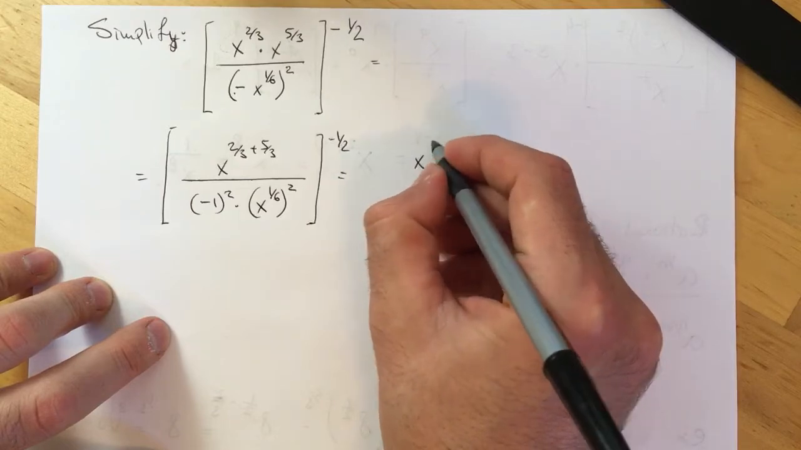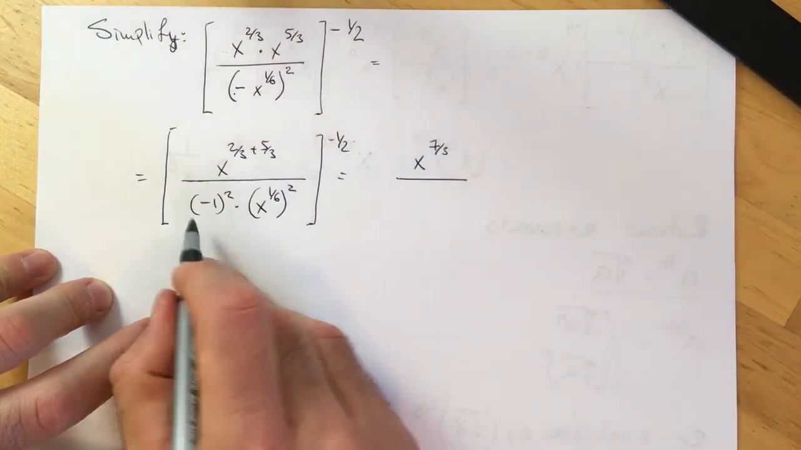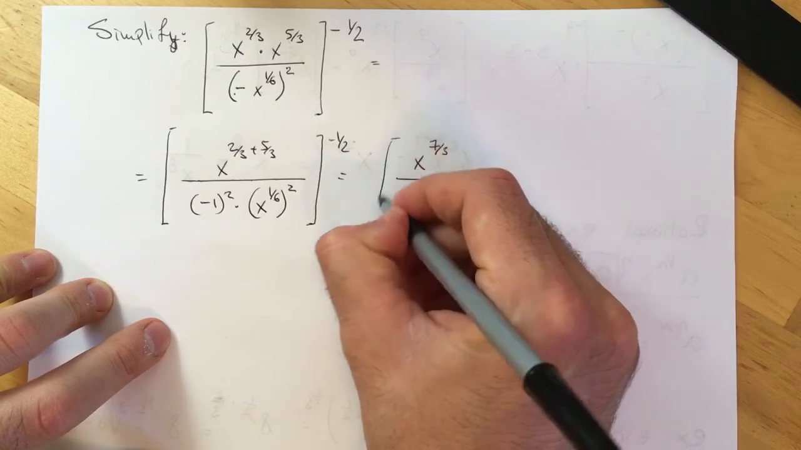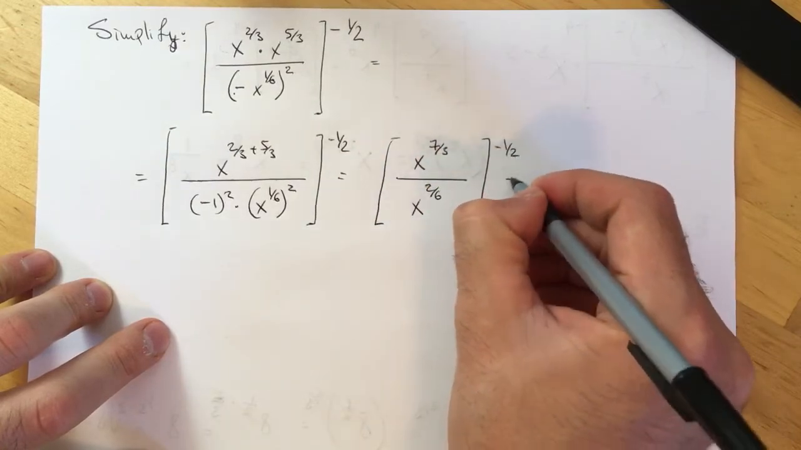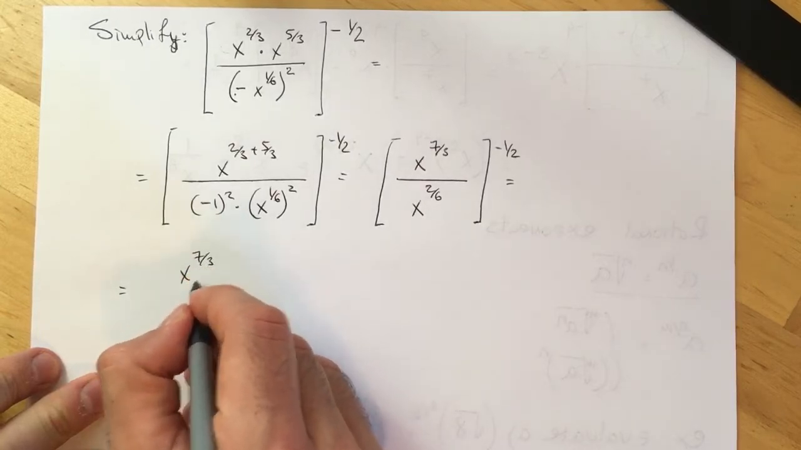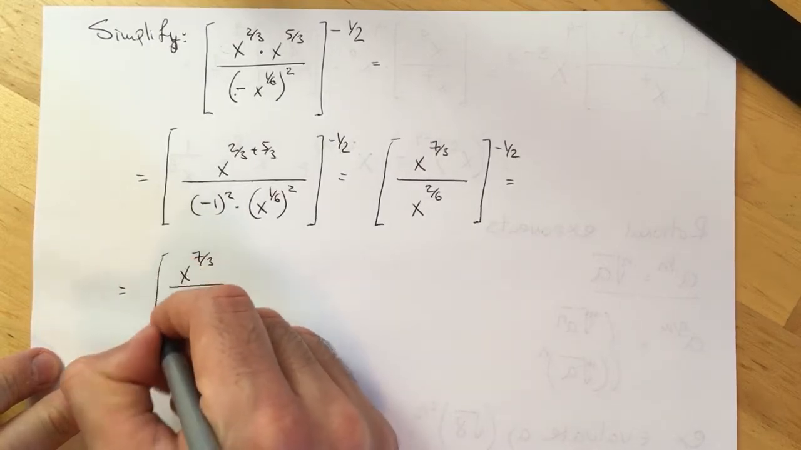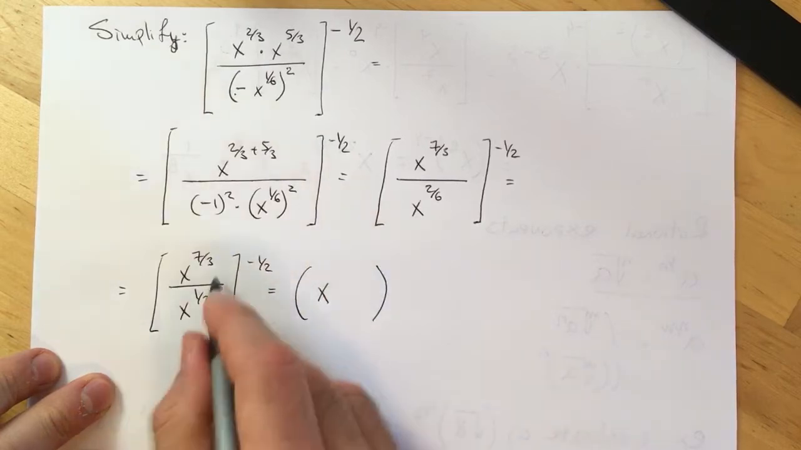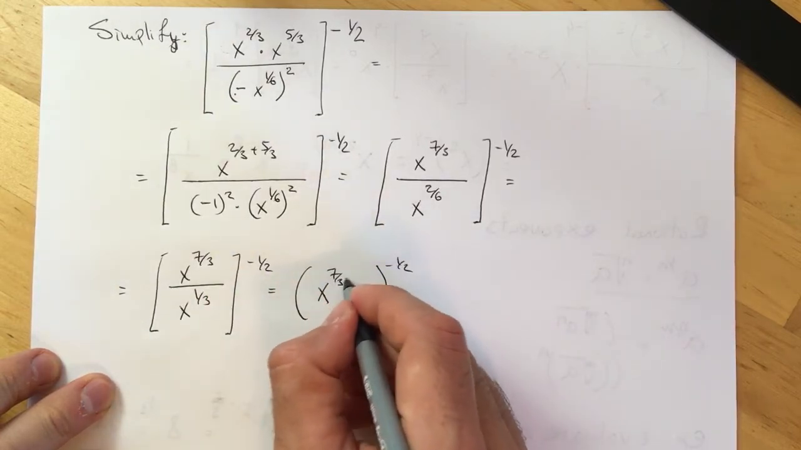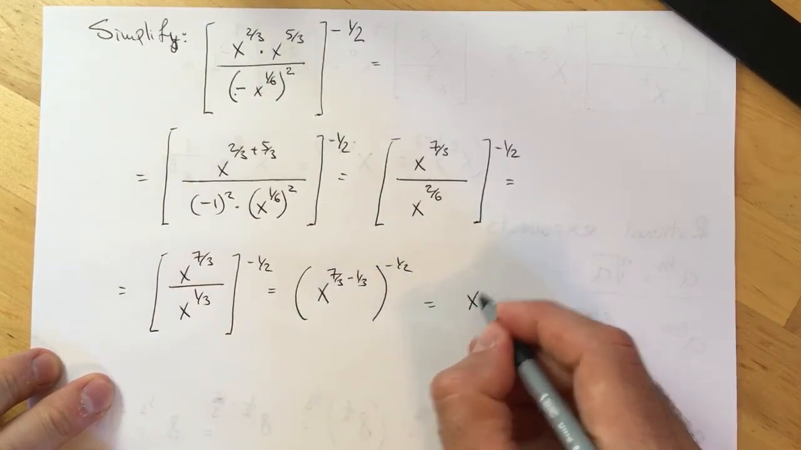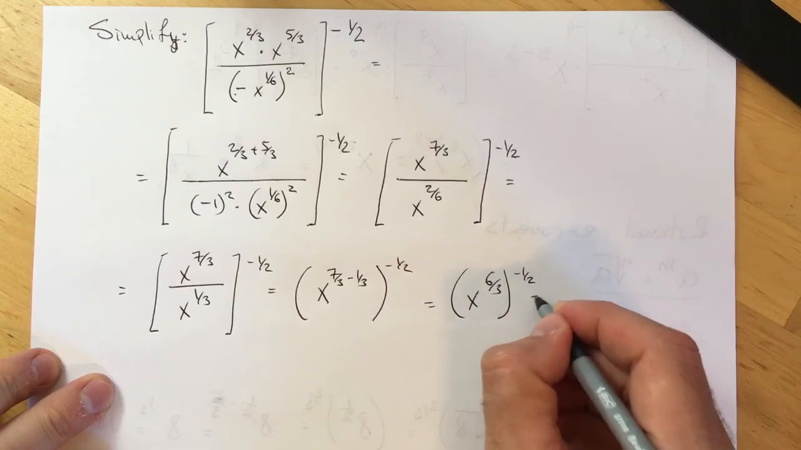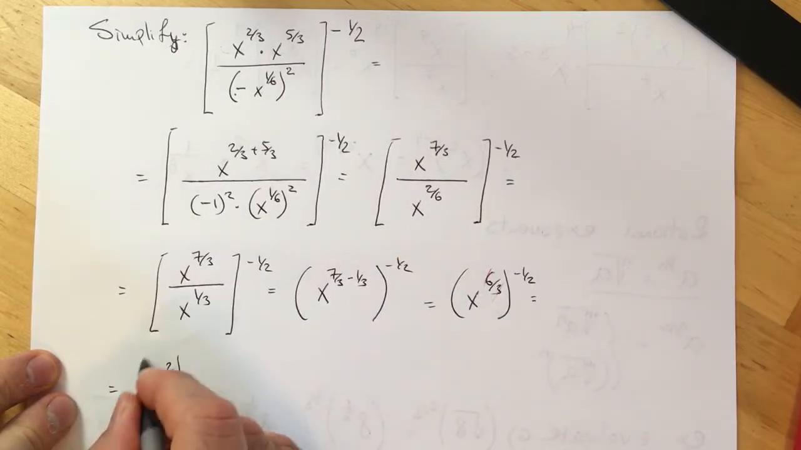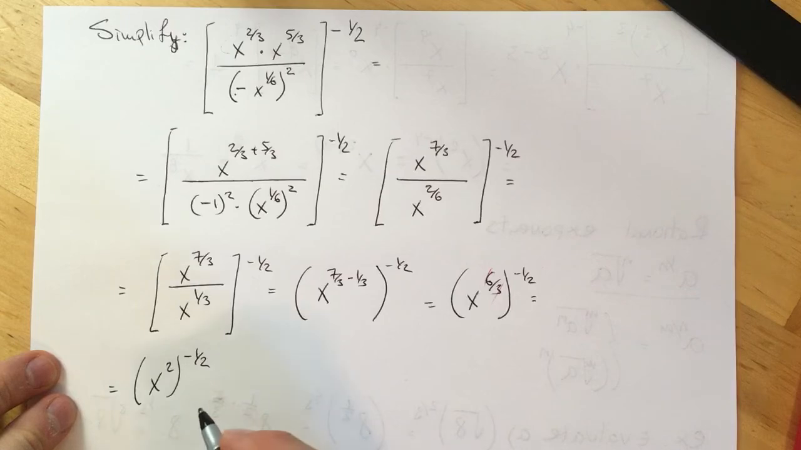So here I have x to the power of 7 over 3 over negative 1 squared is 1, x to power 1 over 6 times 2, that's 2 over 6, to the power of negative 1/2, and this is x to the power of 7 over 3 over x to the power of 1 over 3, to the power of negative 1/2, and then in the parentheses I have 7 over 3 minus 1 over 3, 6 over 3, to power negative 1/2. You cancel 6 and 3 and you get x squared to the power of negative 1 over 2.